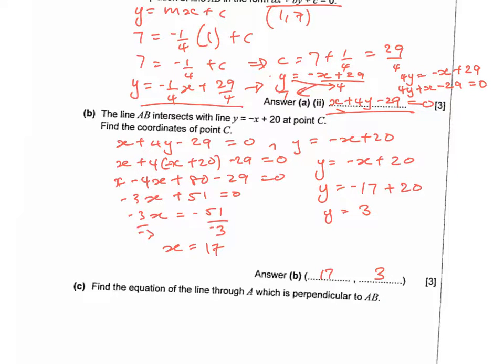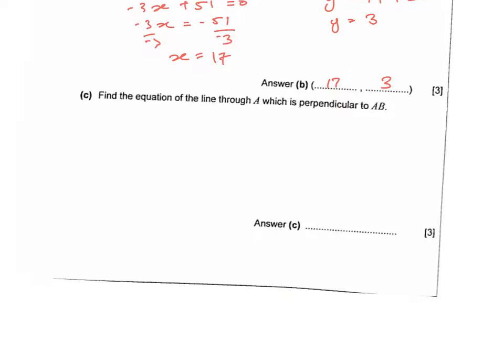Okay. Then we move on to part C. Find the equation of the line through A which is perpendicular to AB. Now we know that the gradient of AB is negative 1 over 4. So the gradient of the perpendicular, we reciprocate, it's just 4, because one of them should be positive and one should be negative. If I put this over 1, it becomes just 4.